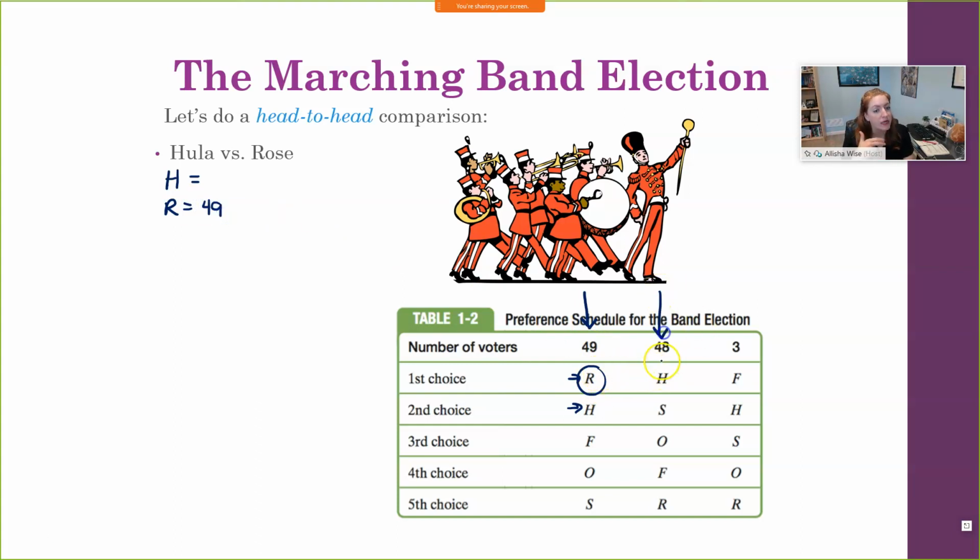Who would win the 48 votes here, Hula or Rose? What do you guys think? Who's higher? Hula is higher than Rose. So Hula would get those 48 votes there. And then the last column, we're looking just at Hula and Rose, right? We're just looking at those two head-to-head comparisons. Who would win those 3 votes? Hula. Mm-hmm. Because of the positions that they're in, correct? Exactly.